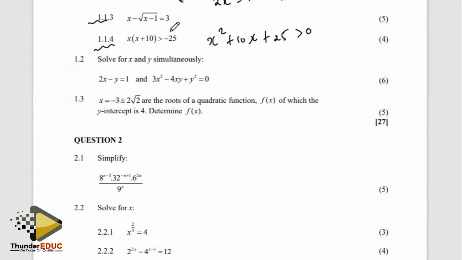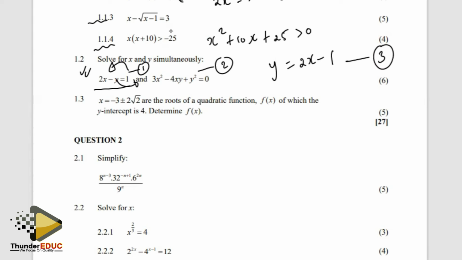Then 1.2, they want us to solve the equation simultaneously. So in this case, we shall have a linear equation, call it equation 1, and then we shall have a quadratic one, which is equation number 2. All right. So start with the linear equation and make something the subject. So I'm going to move y to the right-hand side, move the 1 to the left, which means y is equal to 2x minus 1. This I'm going to call equation number 3.